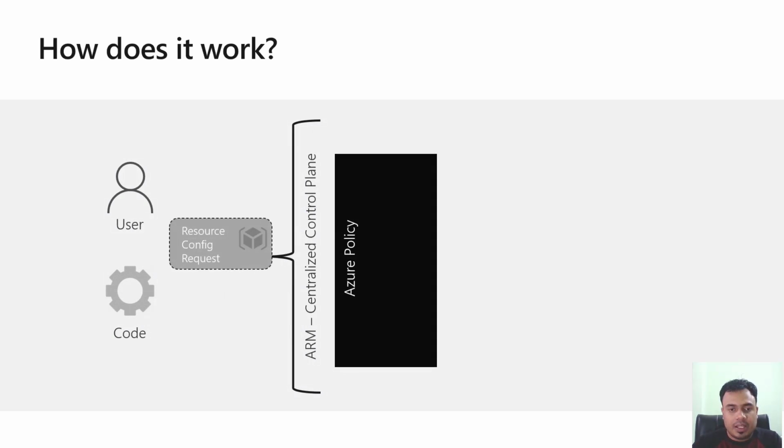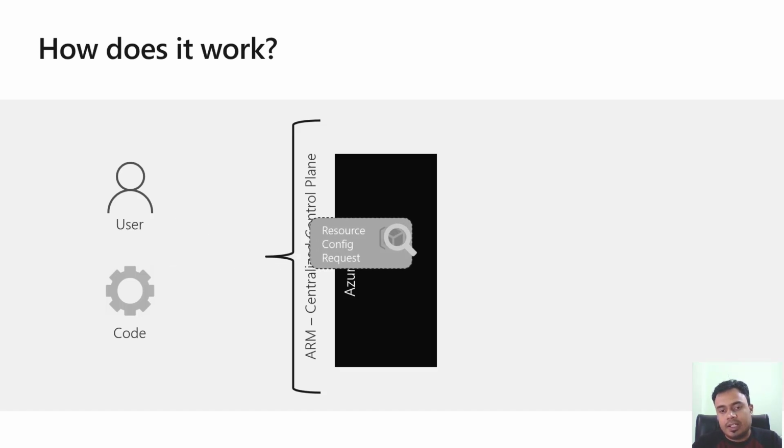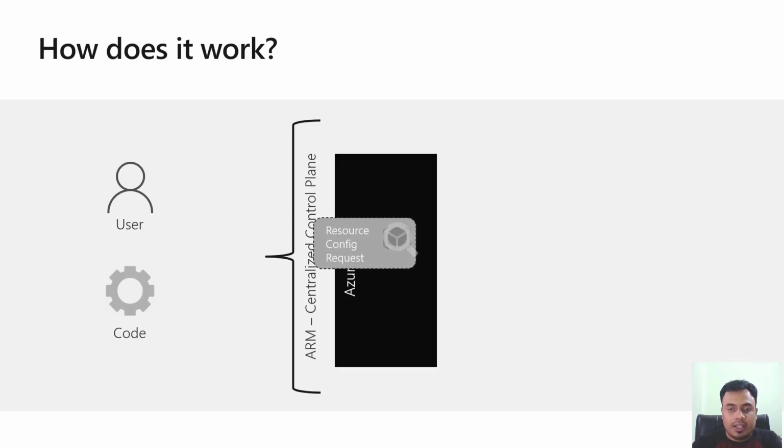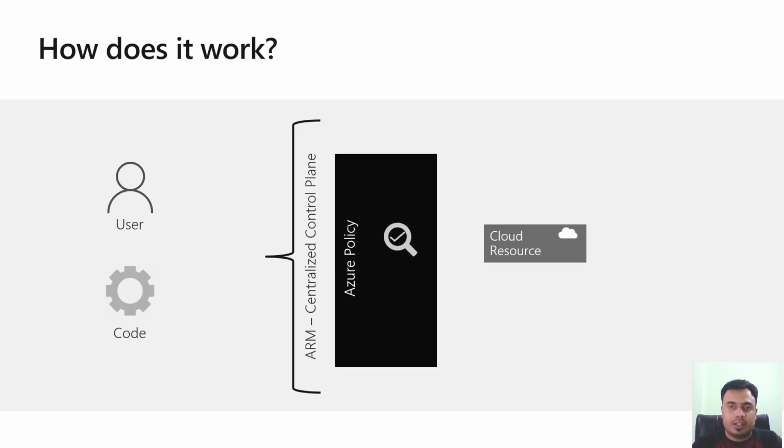Whenever a request for resource creation or update comes to the ARM module, it will first be validated by your Azure policy engine. The policy engine will see whether the request adheres to the policies. If it doesn't, it will simply drop that request and further actions won't be allowed. In the same way, if you send a request which adheres to all the policies, then resource creation or update will be allowed and will take effect on your infrastructure.